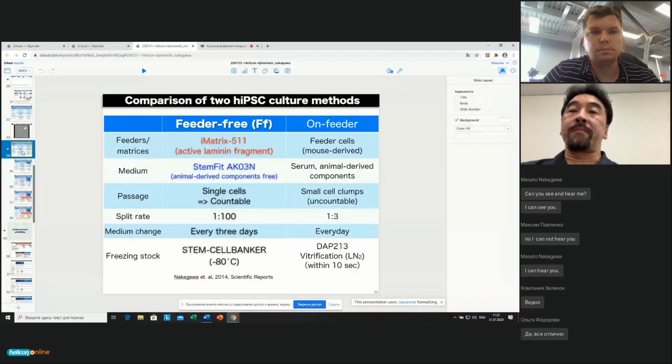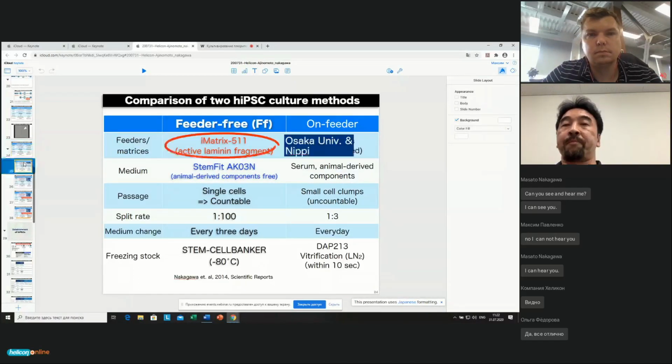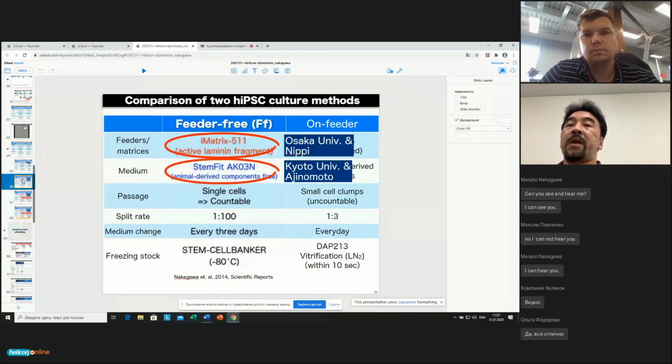Next slide, please. Thank you. So I explained the good points of the feeder-free culture method. Next slide, please. iMatrix 511 has been developed by Dr. Sekiguchi's group, Osaka University, and Nippi. Nippi is a Japanese company. Next slide, please. And the StemFit medium has been developed by the Ajinomoto company and our group, Kyoto University.